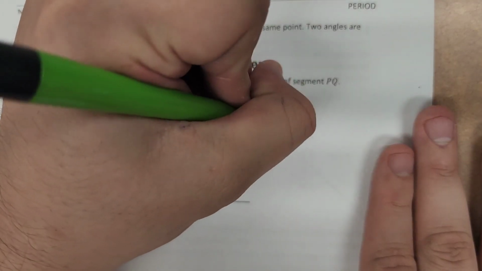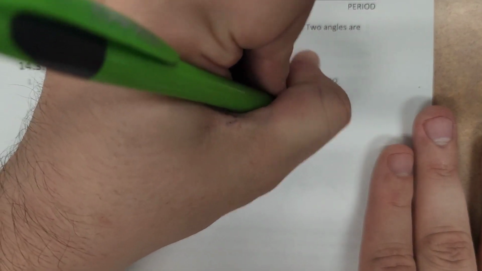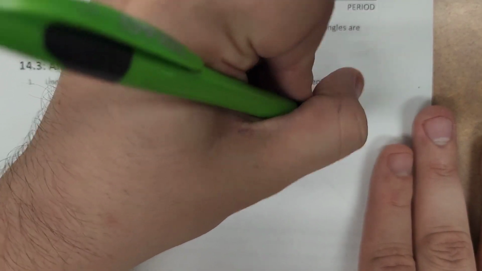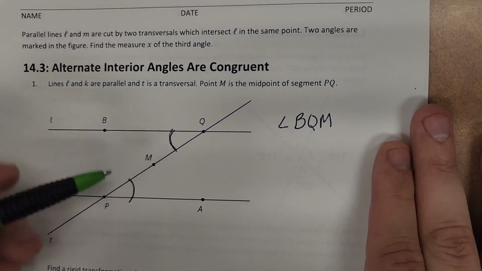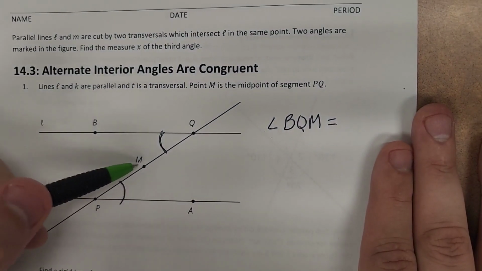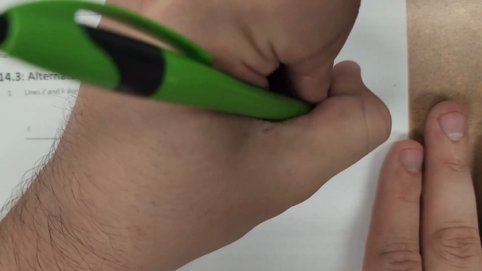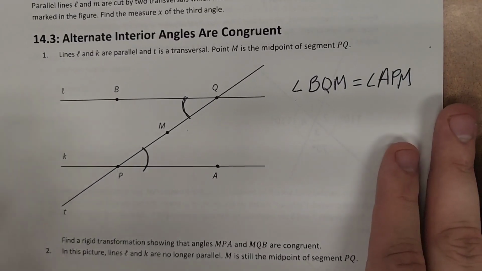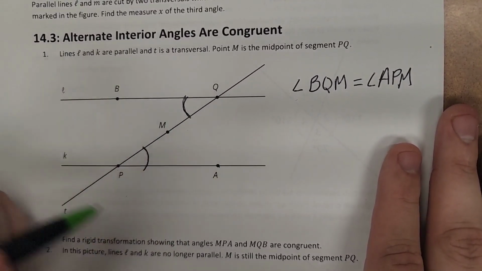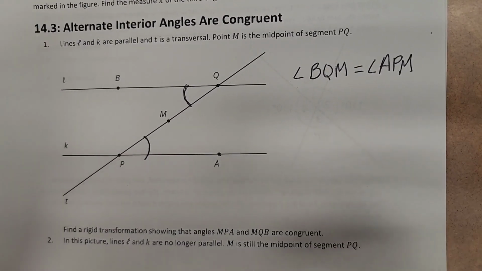So I'm going to label these two. The angle BQM is congruent to, or equal to, what angle is this? APM. So now I want you to find another alternate interior angle pair. Pause the video, work with your partner.